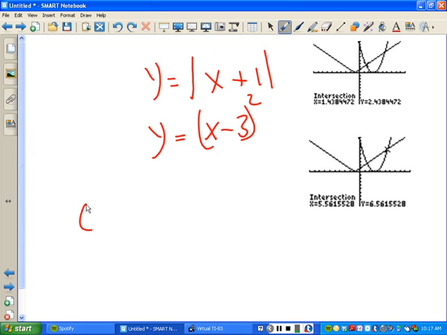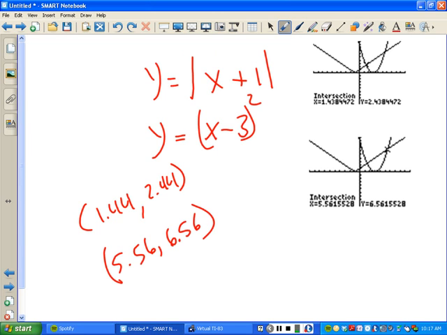So when you write down the answer, I just want to show you how to write it down. You're going to write it down as 1.44 and 2.44, and 5.56 and 6.56. Those are both ordered pairs. Again, you need both the x and the y there.